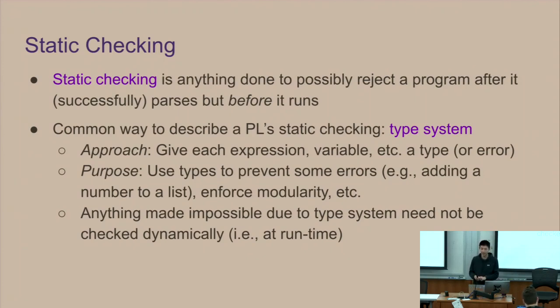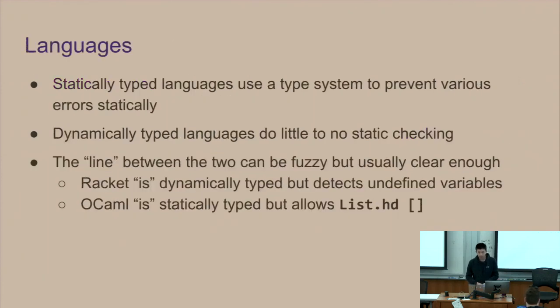The purpose of a type system is to try to prevent all the errors that violate type safety. This will definitely enforce modularity. The benefit of doing this is that anything made impossible by the type system, there's no need to check at runtime or dynamically, because the program just rejects all the possible ways to do that. So yeah, that's what static typing does. They use a type system to prevent various errors. Dynamic typing, on the other hand, is the opposite. They do little or no static checking.